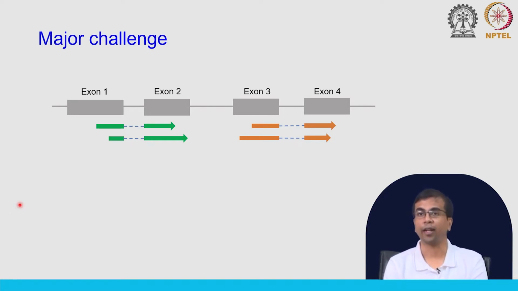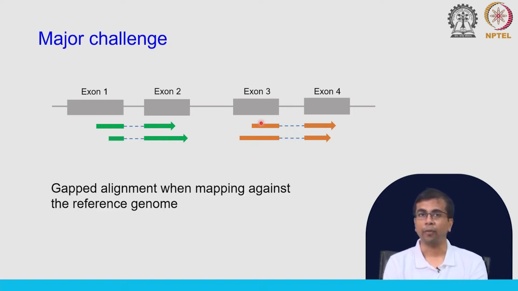So, what is this split read alignment or gapped alignment? A part of the read will map to one exon, and another part will map to another exon. This is something that you need to take into account when you are mapping RNA-seq data against a reference genome. You can see some examples here. These reads in green and orange are mapping to this exon 3, exon 4 junction. So, when you are doing this alignment or mapping, we need to do something called gapped alignment or split alignment when mapping against the reference genome.